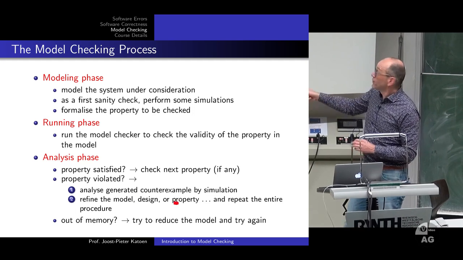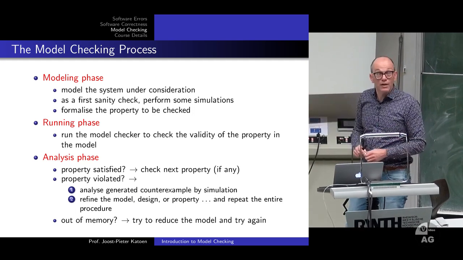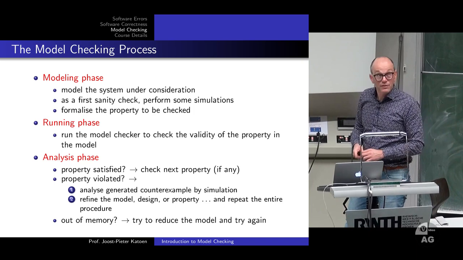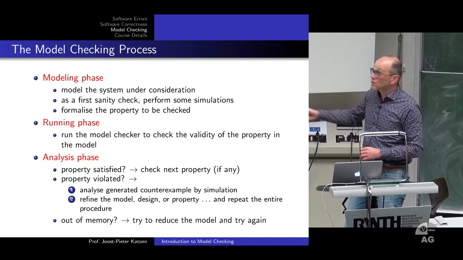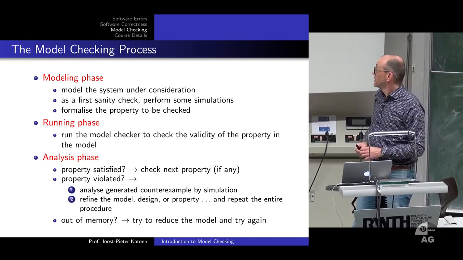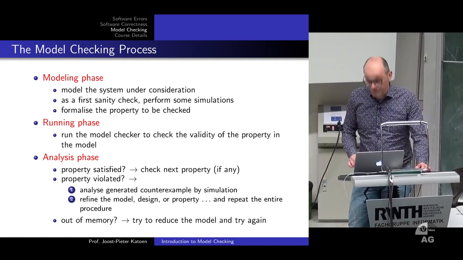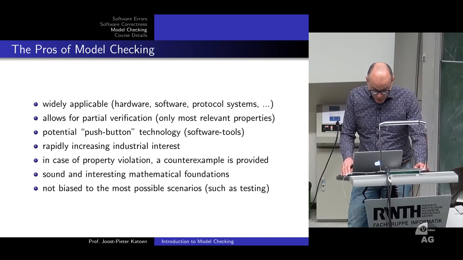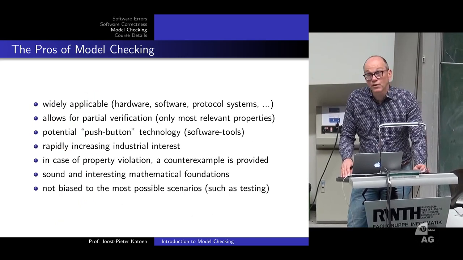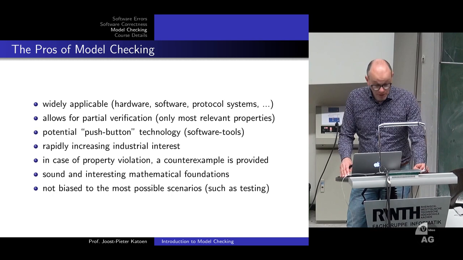Good, so this means that you have to do this, and this is typically done by human beings, right? This is not automated. And then, of course, you can have the message segmentation fault core dumped. Then you have to try to reduce the model and try again. Good. Model checking is not a solution to everything.